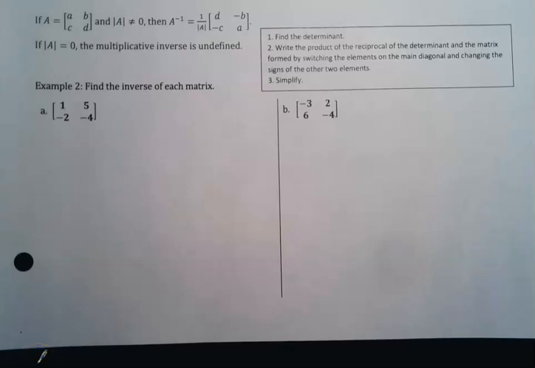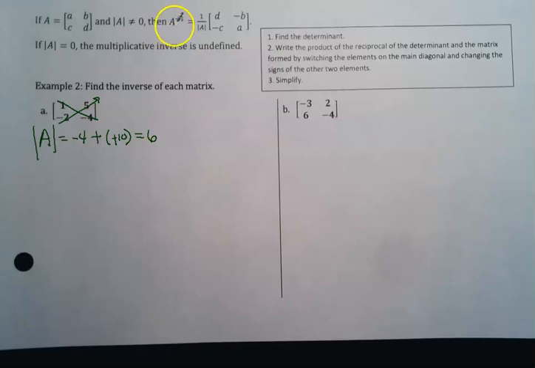Okay, so let's give example 2 a try. We're going to find the inverse of each matrix, and we're going to use this information up here to help us. So first we need to find the determinant of A. Remember, the determinant of A equals, we're going to do the main diagonal, so 1 times negative 4 is negative 4. And then we're going to subtract the minor diagonal. So negative 2 times 5 is negative 10. So negative 4 minus negative 10, which is the same thing as plus a positive 10, gives us a 6.